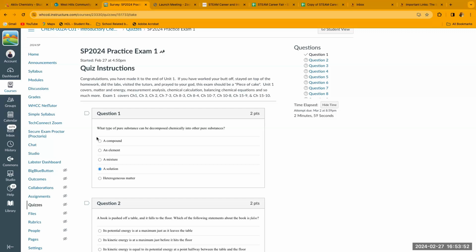Okay. So Israel says A. Do you guys agree with Israel? Yeah. Okay. So the correct answer is A. The definition of a compound is two or more atoms bonded together. So if the compound is a pure substance and we break it down, we can break those down into other pure substances, either pure elements or another pure compound. So that is correct.